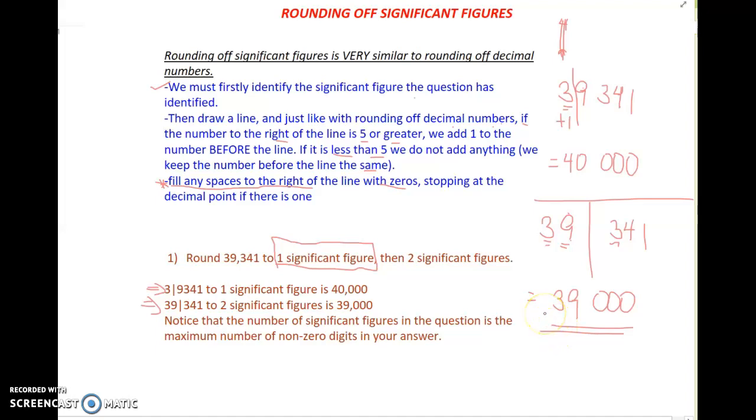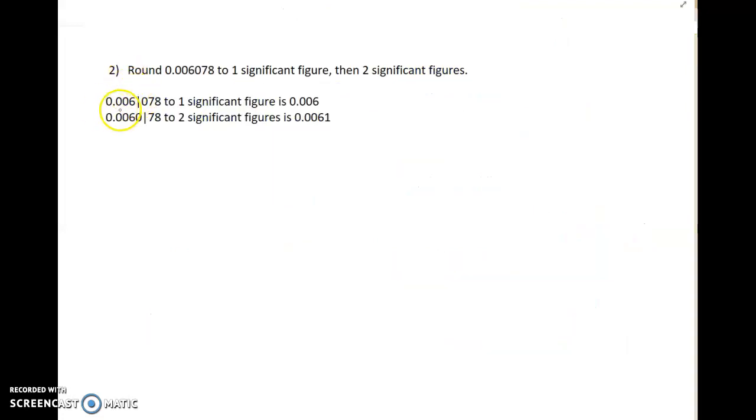So let's go ahead and look at another question. This one says round off 0.006078. Firstly, to one significant figure, let's draw a line to divide. To one significant figure, and then we're going to do two significant figures. So the first line here was for one significant figure. First, we need to identify our first significant figure.